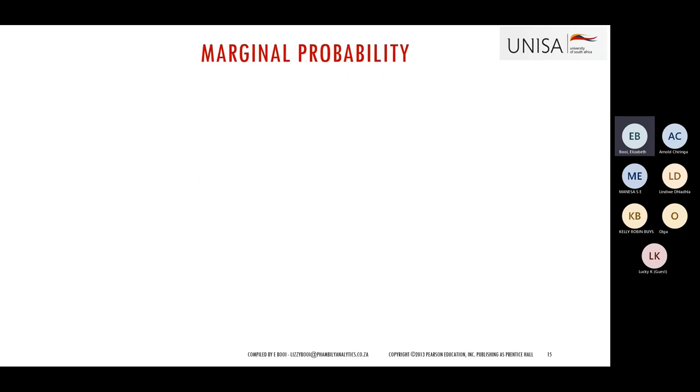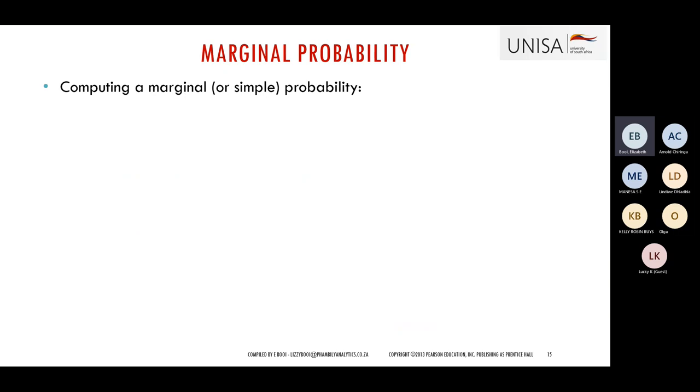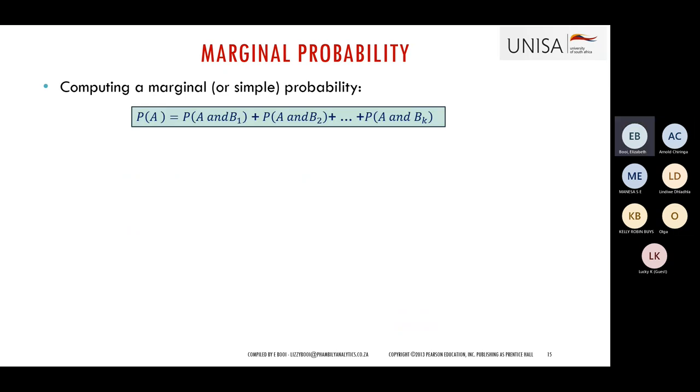So now we've learned simple probability and joint probabilities. Now let's go into marginal probabilities. Marginal probabilities are like your simple probabilities. If we are not given the total, we use the joint probabilities, or the joint events, to calculate your simple event, which is what we call marginal probability. So we add them all up. If the table had three columns, you will just add all of them together.